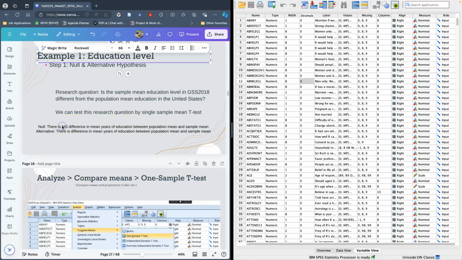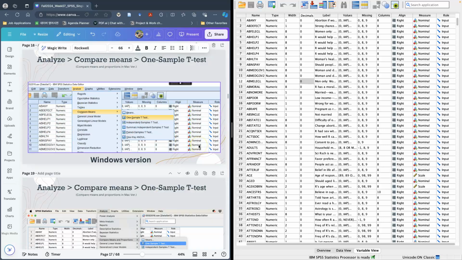And the null hypothesis is, that's very cynical, there is no difference in mean years of education between the population mean and the sample mean. Population mean is the mean years of education in the United States. Sample mean is from our sample, the GSS 2018 data, 13.73 years of education. There was no statistically significant difference between those means. The alternative or research hypothesis is that there is a difference in mean years of education between the population mean and the sample mean, and we will check it.